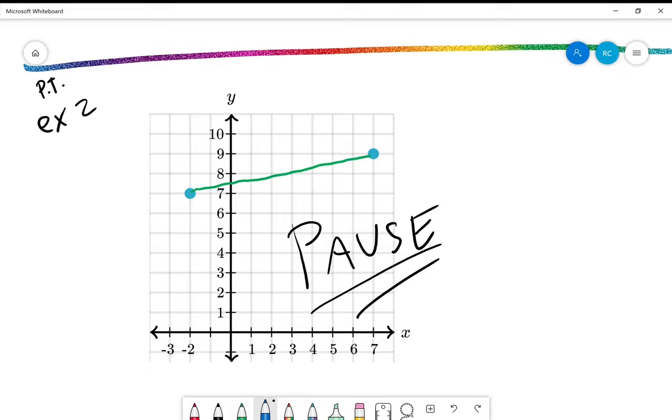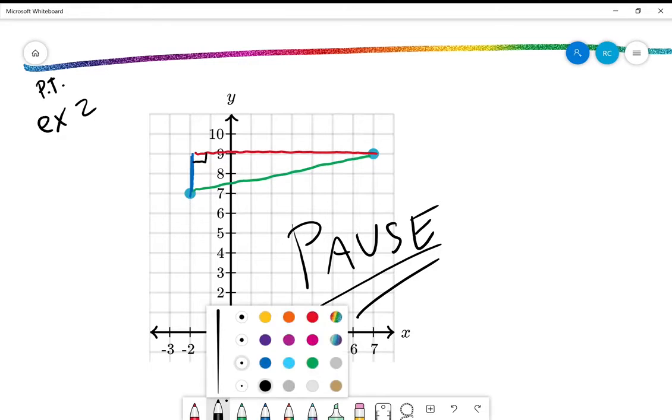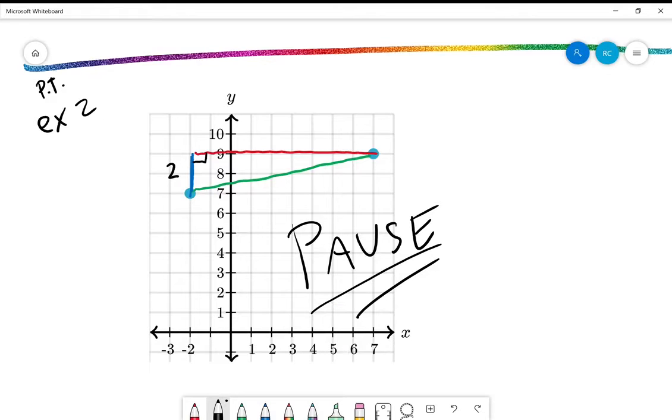All right, so we're going to build a right triangle. Now, last time we built the right triangle underneath, but it doesn't matter which way you go. So I'm actually going to make my right triangle look like this. There, and there. Still works, right? It's still a right triangle. The blue side of this right triangle looks like it's 2 units long. The red side of this triangle looks like it's 1, 2, 3, 4, 5, 6, 7, 8, 9 units long.